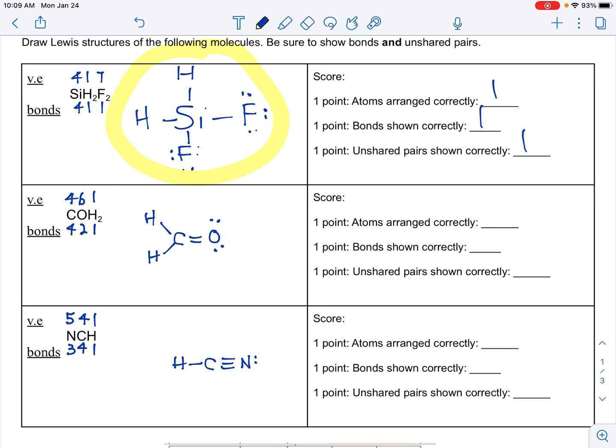If I look at the next, before I go on, if your F's are going up a different direction and your H's a different direction, it's okay as long as you have 2 H's and 2 F's and they have the dots on the F's.